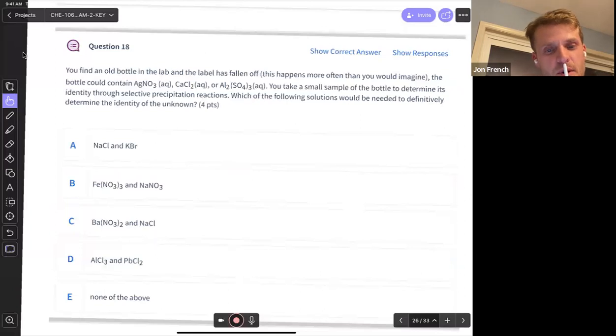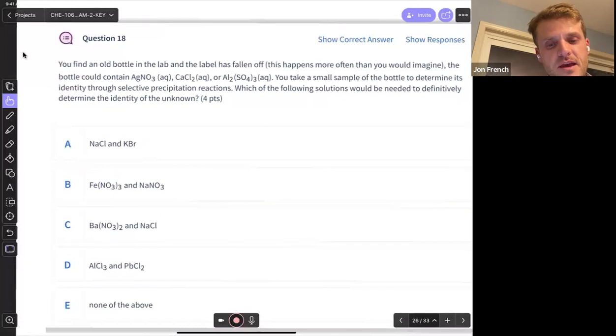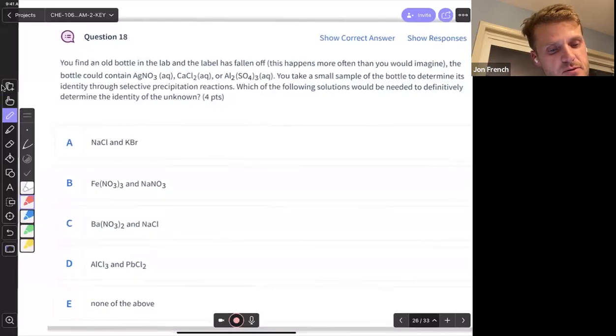All right, question 18. They want to know how to precipitate. How can we figure out what's in solution? I've got silver nitrate, calcium chloride, and aluminum sulfate, and I want to choose this. Right, so if I add sodium chloride, I basically want to use that solubility table. If I add sodium chloride or potassium bromide, the only thing I can precipitate would be silver chloride. That's the only product that we could make.